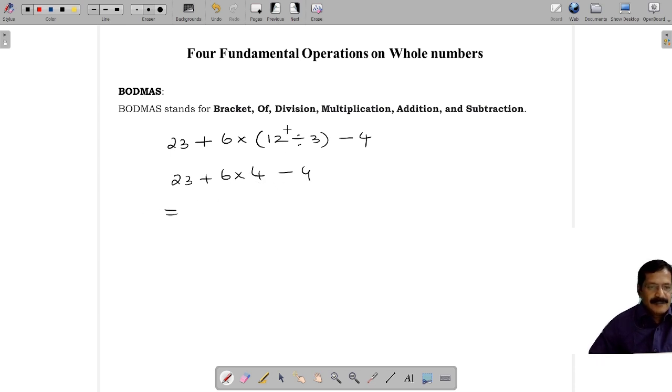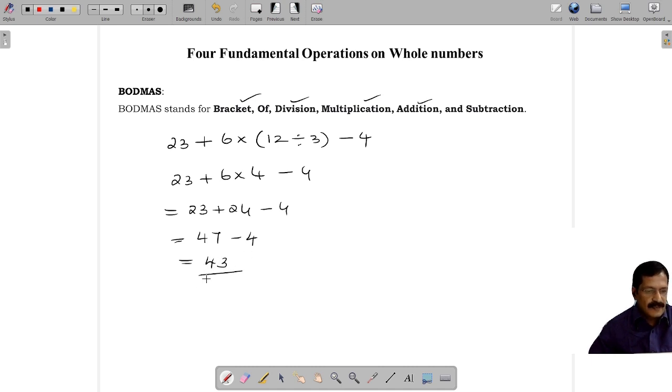So, next, the operation we have completed, bracket and division over. Now, there is no division or bracket here, but the multiplication is there. So, you have to do the multiplication first of all. So, it is 23 plus 6 fours are 24 minus 4. Now, the multiplication is over. Now, we have to do the addition. So, it is 23 plus 24 is 47 minus 4. Now, we have to do the subtraction. So, 47 minus 4 is 43. So, the correct answer is 43. So, this is the example of using BODMAS. And we have to use BODMAS not only in whole numbers, in fractions also.